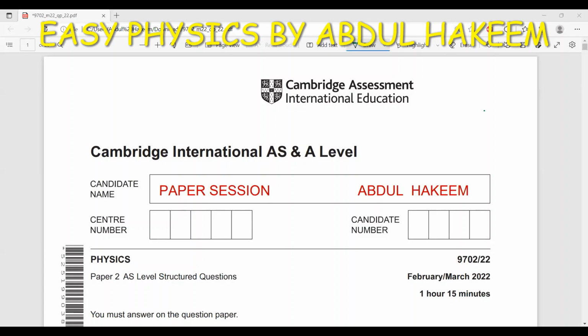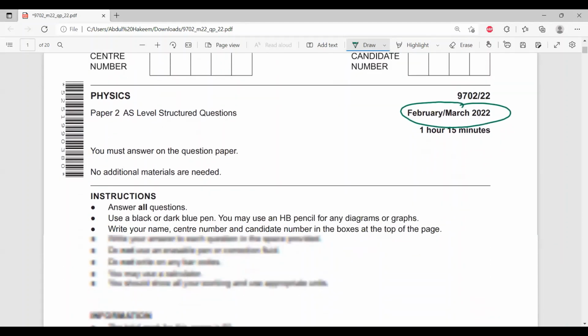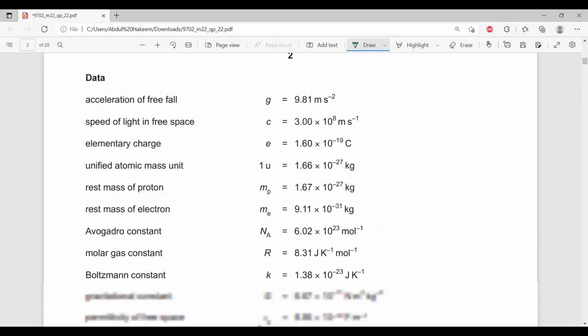Okay, this is another paper, the latest paper. Look at this, I have already solved it for you. This is February, March 2022. So we move to question number 1.